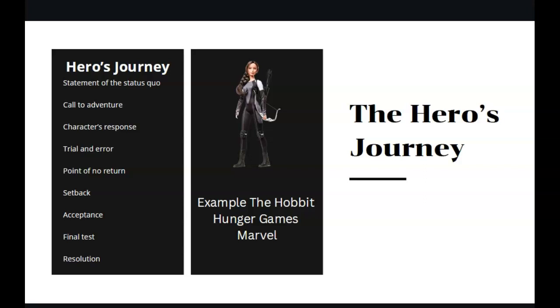Star Wars is another example. Star Wars is actually very specifically designed on the hero's journey. George Lucas was a student of Joseph Campbell, learned about the hero's journey, and then wrote Star Wars so that it would match the hero's journey. So we've got a great example of the hero's journey there.